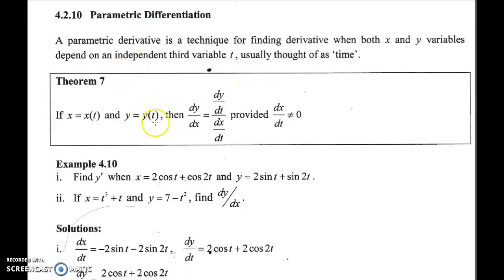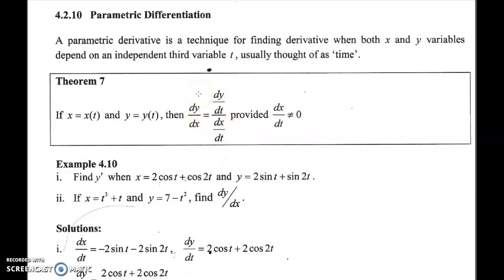So for parametric differentiation, this is the formula that we are going to use. dy over dx equals dy over dt over dx over dt, provided that dx over dt is not equal to 0, because if dx over dt equals 0, of course there is no operation that can be conducted here. We cannot divide by 0. Okay, so look at this formula. Do you feel any familiarity with this formula?